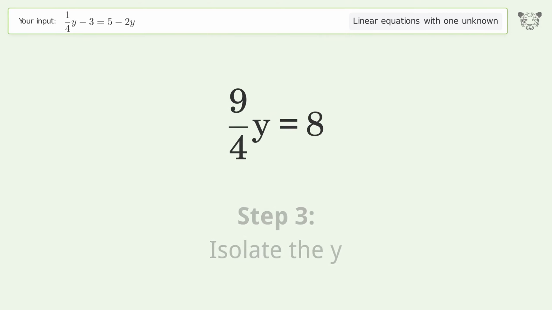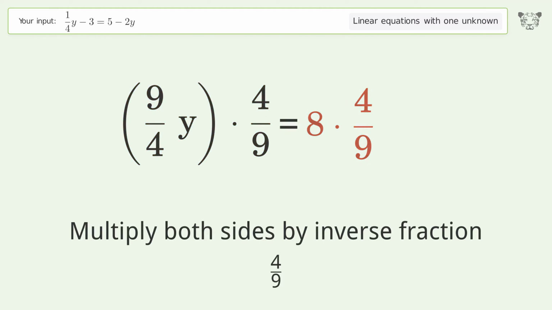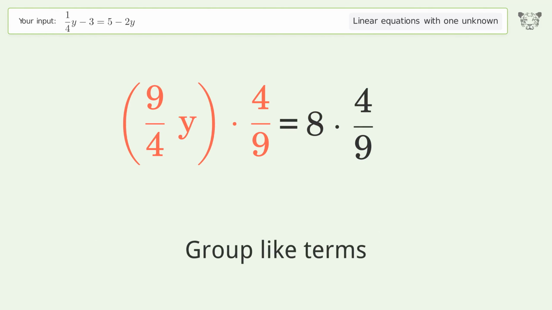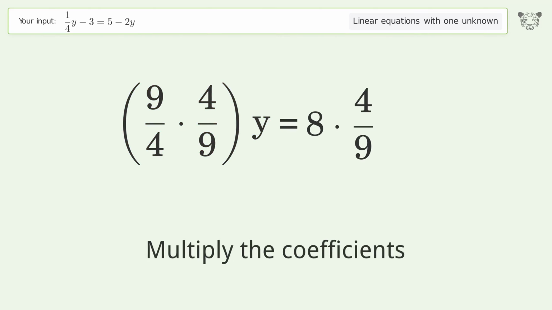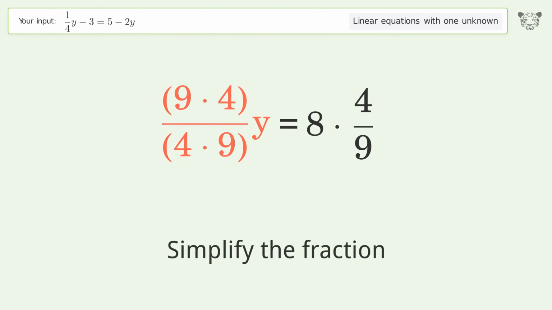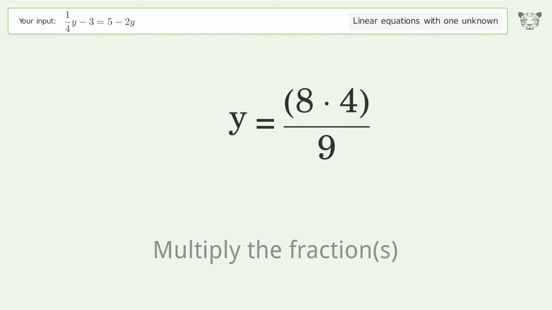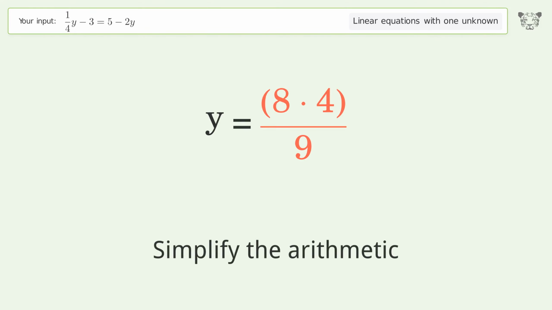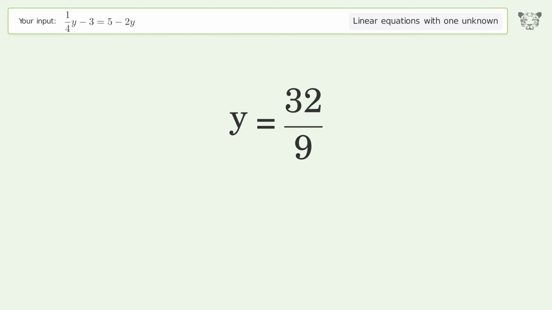Isolate the y. Multiply both sides by inverse fraction 4/9. Group like terms. Multiply the coefficients. Simplify the fraction. Multiply the fractions. Simplify the arithmetic. And so the final result is y equals 32/9.